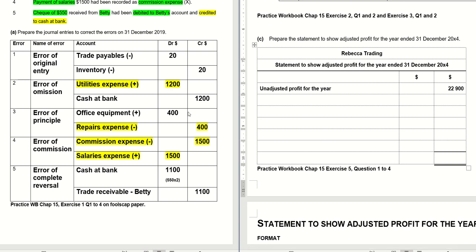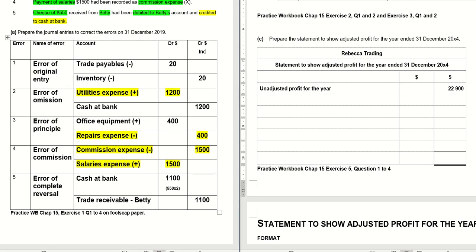So how do you identify errors that will increase the profit? You go to your journal entries to correct the errors on 31st December 2019, and then you take a look at all the credit items. Why credit? Because income is a normal credit account, right? So generally, income's normal balance is a credit.